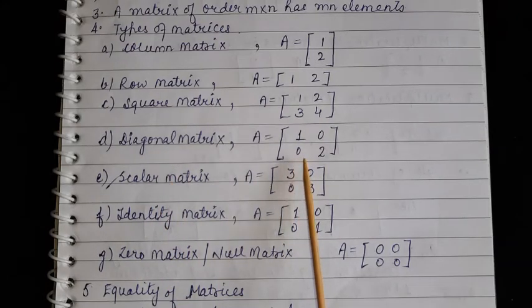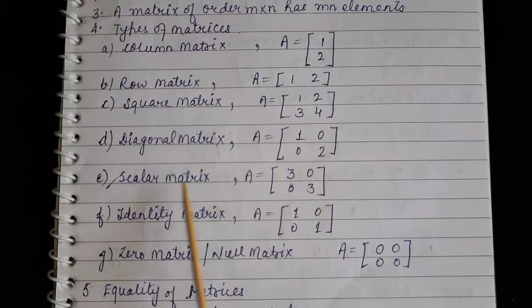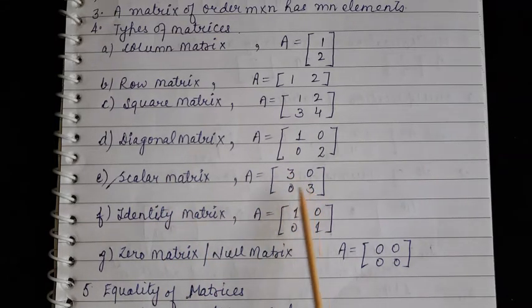So a square matrix is called a diagonal matrix when diagonal elements are non-zero and others are 0. Scalar matrix. Scalar matrix is a diagonal matrix in which diagonal is one scalar, like 3, 3, or it can be 4, 4, it can be 5, 5, and non-diagonals are 0. Then is identity matrix. Identity matrix is also a square matrix. It is a diagonal matrix also, and it is a scalar matrix also, but in this matrix the scalar should be 1 only. Next is zero matrix, and the other name is a null matrix. A zero matrix is a matrix where all the elements are 0.